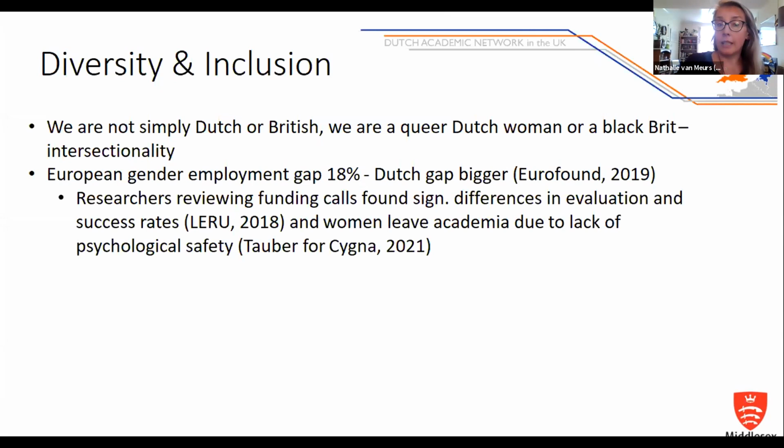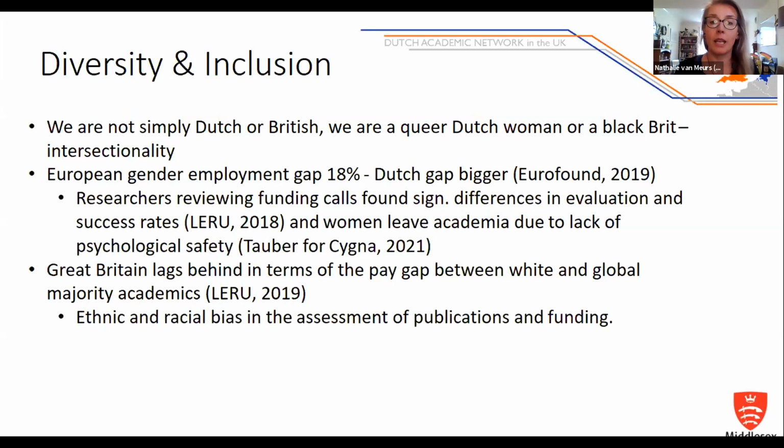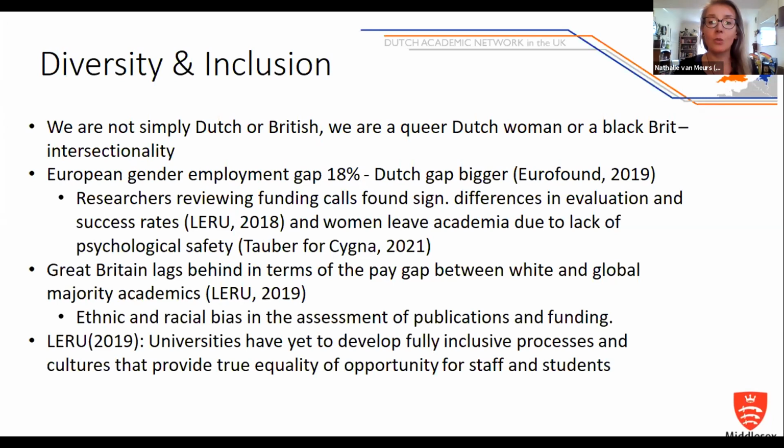Interestingly enough, in the UK, that gap is about the white and global majority academics. So the white academics do better than the global majority. And what is interesting here in terms of the assessment of publications and funding, they also found ethnic and racial biases. So I think within higher education, we've got our work cut out. And indeed, the conclusion that was drawn was that universities have yet to develop fully inclusive processes to provide true equality of opportunity for staff and students.